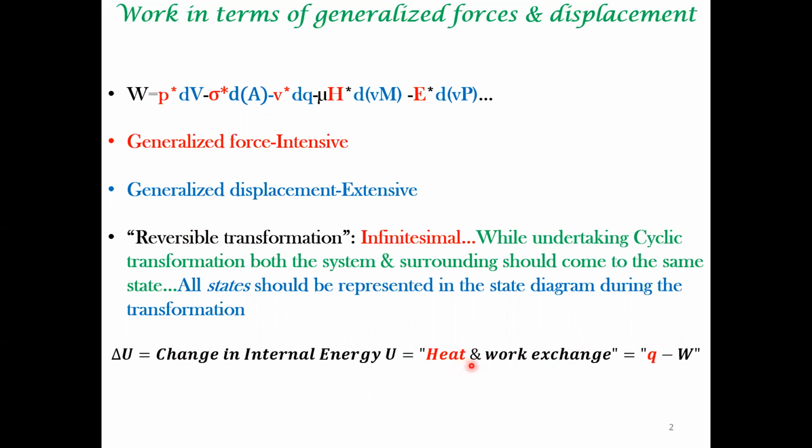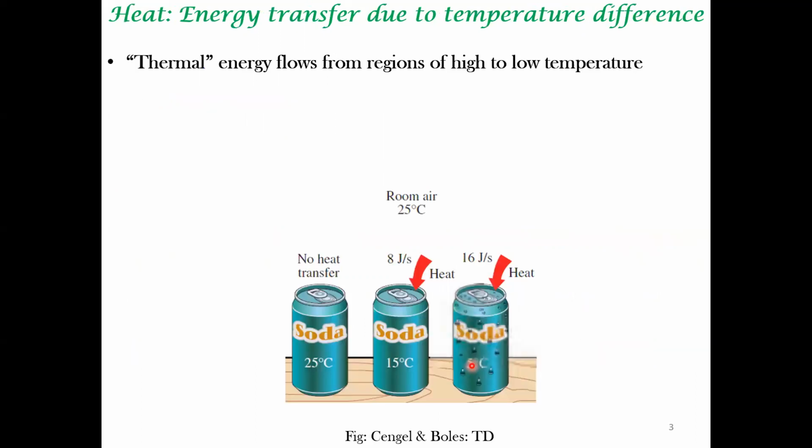Both heat and work are energy in transit, thermal energy in transit for a particular system. So you cannot talk about work of a system or a heat of a system. Only when there is a transformation from one thermodynamic state to another thermodynamic state, we can talk about work interaction and heat interaction for a system. So how do we define heat?